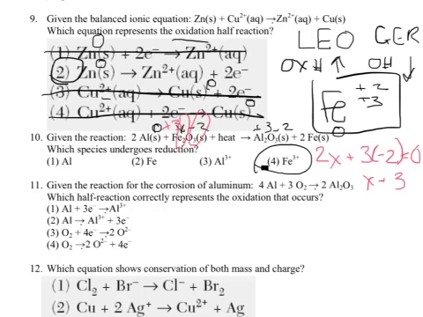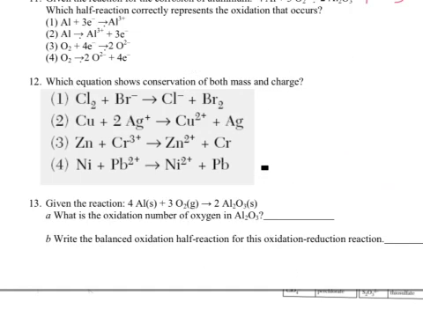Now, another really helpful hint is that when they're asking which species undergoes oxidation or reduction, we're always going to be referring to the reactant side, or the left side of the chemical equation. In question number 11, we're looking for oxidation. So again, we go back to our trusty memory device. LEO the lion says GER. That means that the loss of electrons is oxidation, and the gain of electrons is reduction.